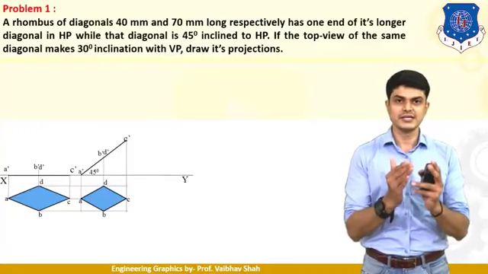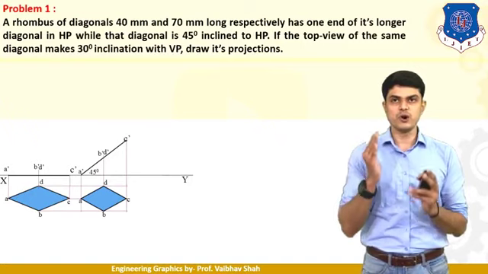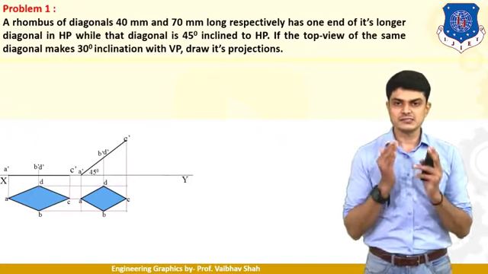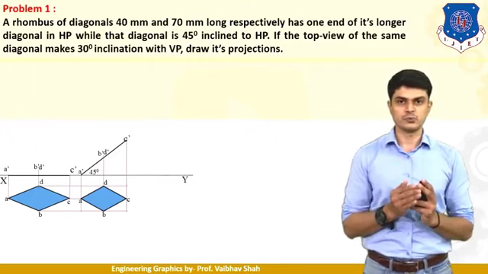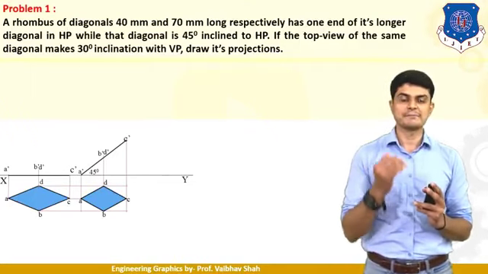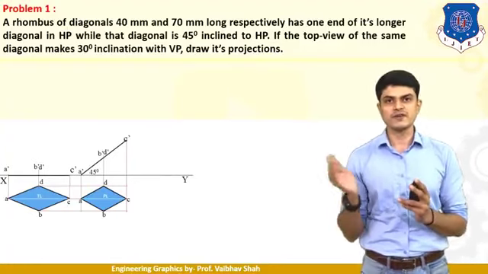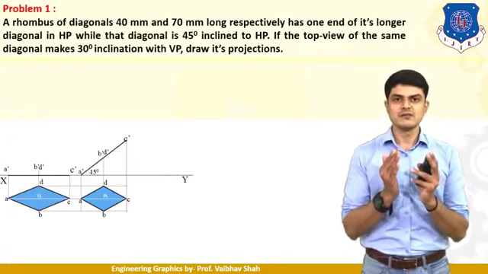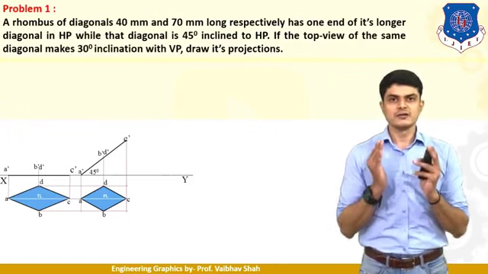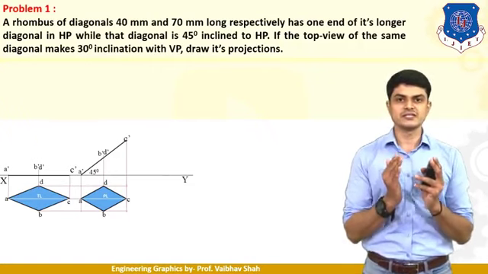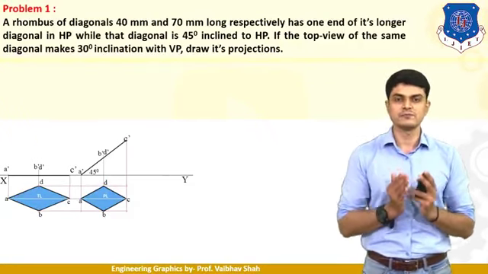For that, let us read the question first. So here it is said that if the top view of the same diagonal makes 30 degree inclination with VP, draw its projections. So we are talking about the top view of the same diagonal. So let us first understand what do you mean by top. So in first figure, as you can see, it is actual length which is given in your example. So it is known as a true length of an object because we have used the true length whichever is given in our example, which is 70 mm. So which is what? True length of an object.